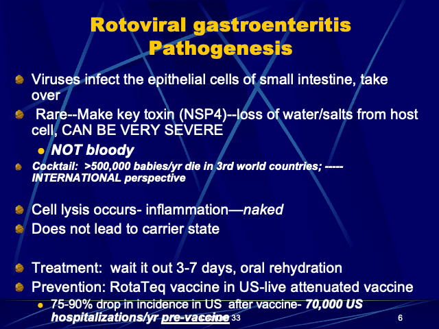Prevention. Rotavirus used to be a real problem in the U.S. I've got this stat here that in the U.S., before there was a vaccine, there were about 70,000 hospitalizations a year due to rotavirus, mainly because of the bad diarrhea, primarily in babies to young children. There has been about a 75 to 90% drop in the incidence because of the vaccine.